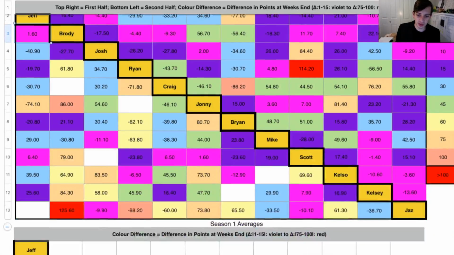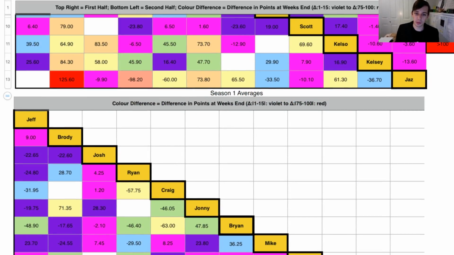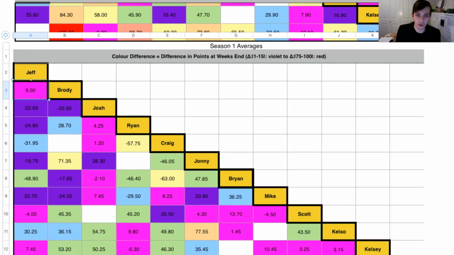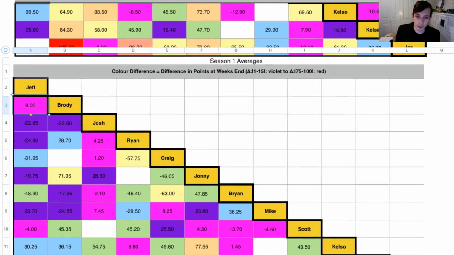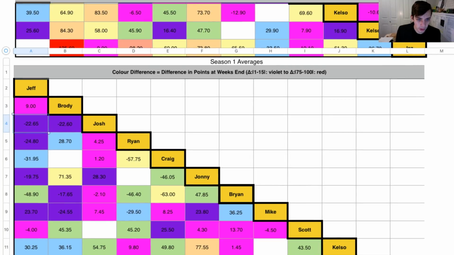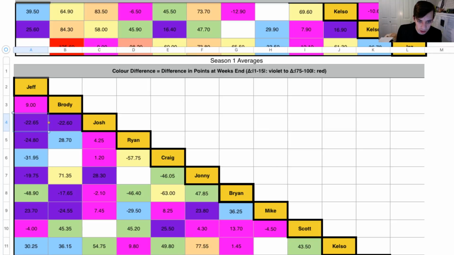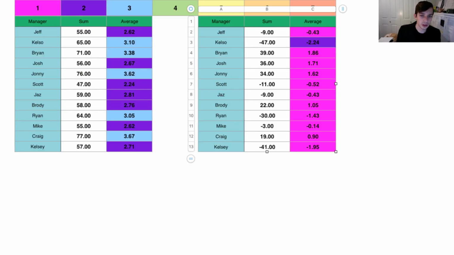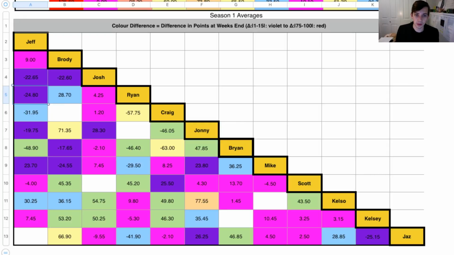So if we take the average of this, we can get a better idea of how people did overall. And we can see that in that Jeff and Brody matchup, overall, Jeff did 9 points on average better than Brody. And he did minus 22.6 points worse than Josh overall, and minus 24.8 less than me overall. Using this, I have also created this little thing. This tells us the average difference in games between a person and an opposing team, like Jeff and Brody.